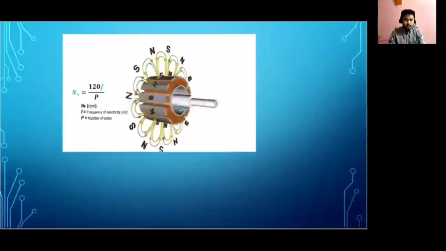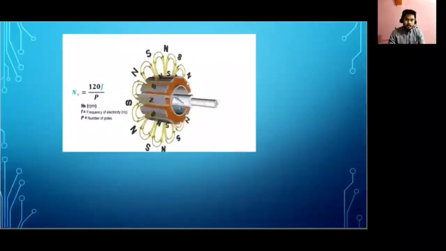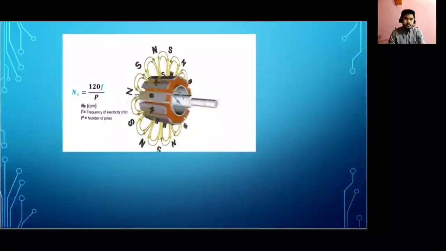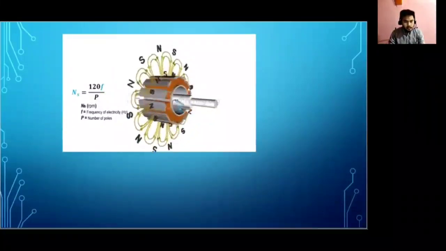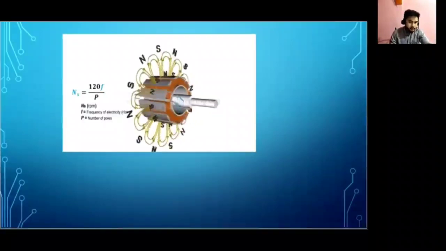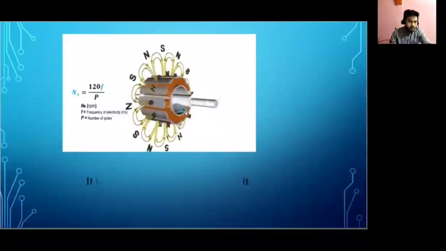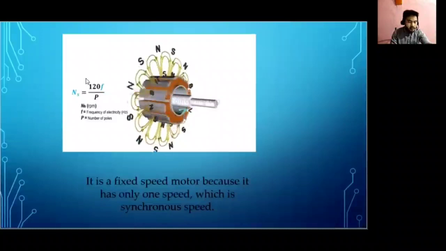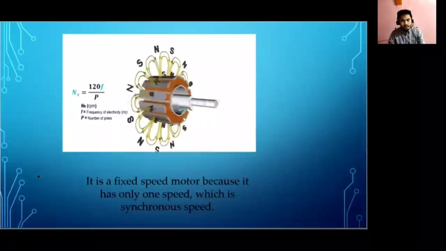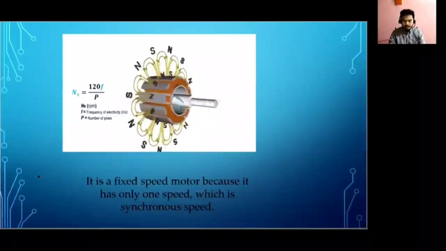Now that statement came up with a formula. It is a fixed speed motor because it has only one speed, which is synchronous speed. Now the synchronous speed is synchronized with supply frequency. The synchronous speed is given by this formula. Now we have 120 F over P. So this 120 represents your 120 degrees, the angle between conductors.